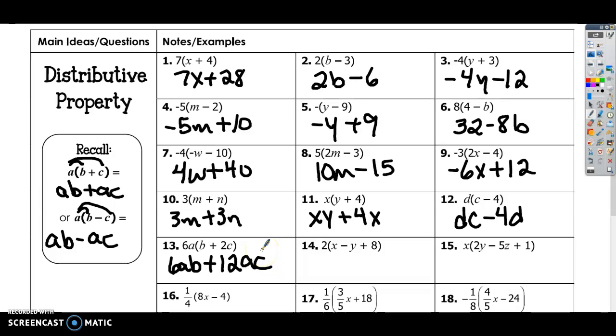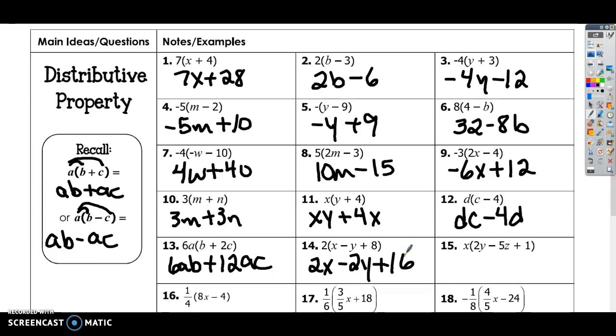All right, number 14 is still distributive property, but now you're distributing to 3 things inside the parentheses. It works exactly the same way. So you're going to have 2 times x, and 2 times negative y, which is negative 2y. And then 2 times positive 8 is positive 16.